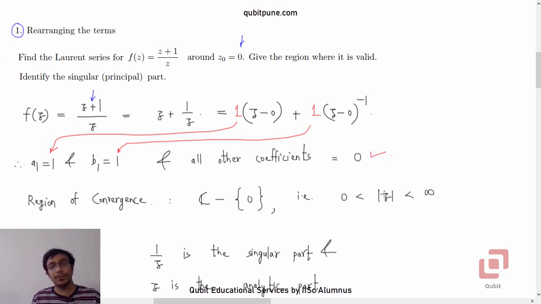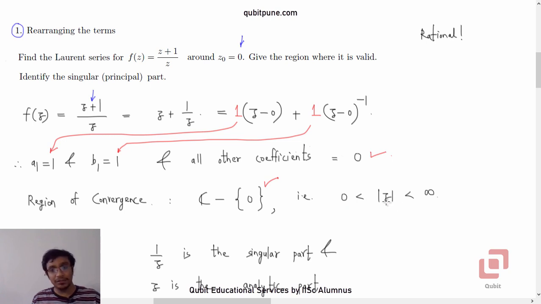Now let us talk about the region of convergence. The original function is a rational function, and we have seen that rational functions are analytic everywhere except for those points where the denominator is equal to 0. Therefore the region of convergence of the Laurent series will be the entire complex plane excluding the number 0. The other way to put it is 0 less than mod z less than infinity.